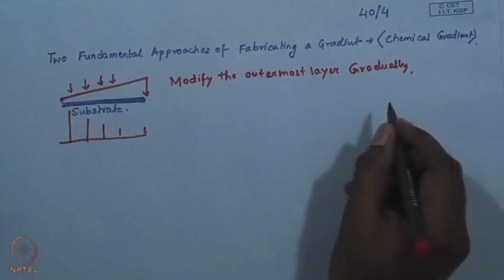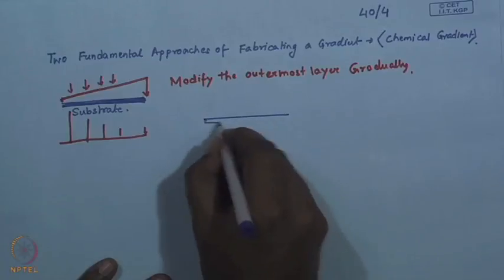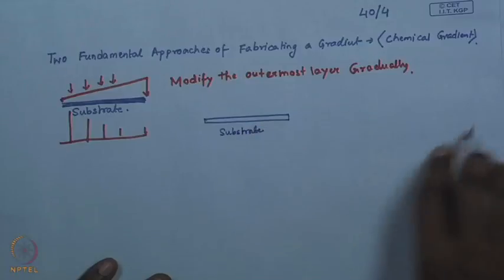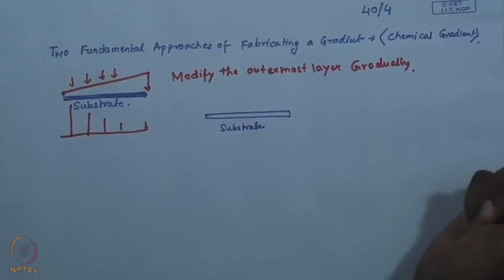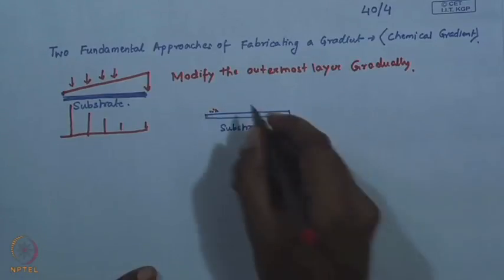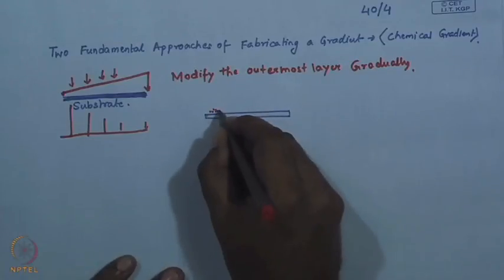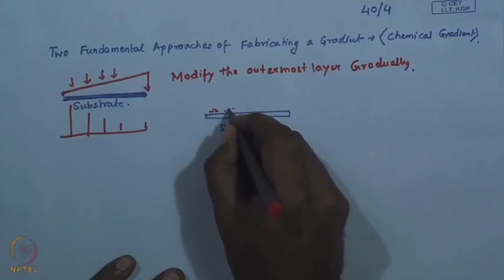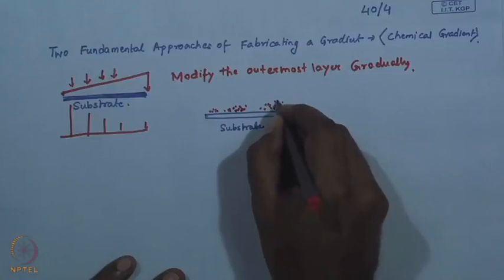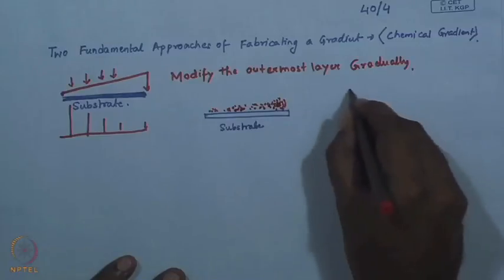The other way of doing it is, if you have a substrate, let us say, and you add some species to the surface in progressively varying numbers. So, suppose you are adding some SAM, self assembled monolayer, molecules to the surface, and you add, let us say, this many numbers over here, you add more molecules here, you add even more molecules here, you attach even more molecules here, okay. So, that way also it becomes possible to create a gradient.